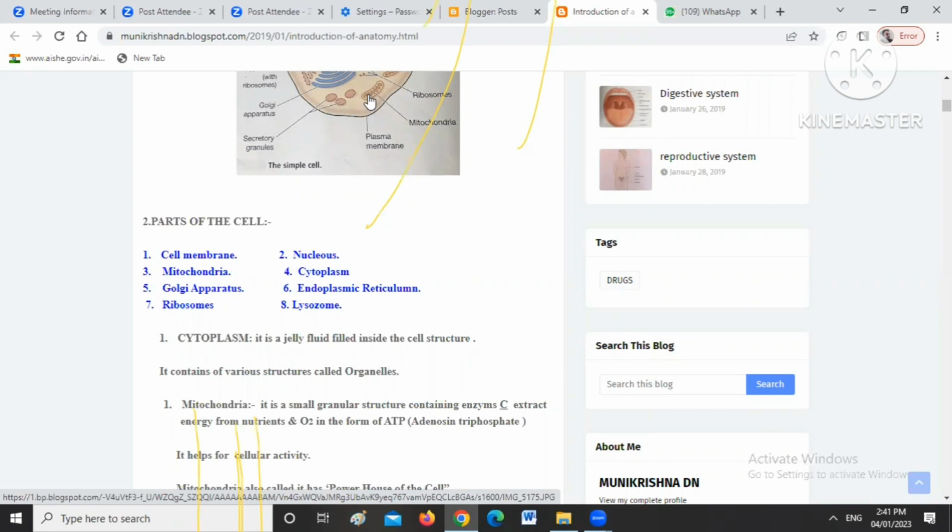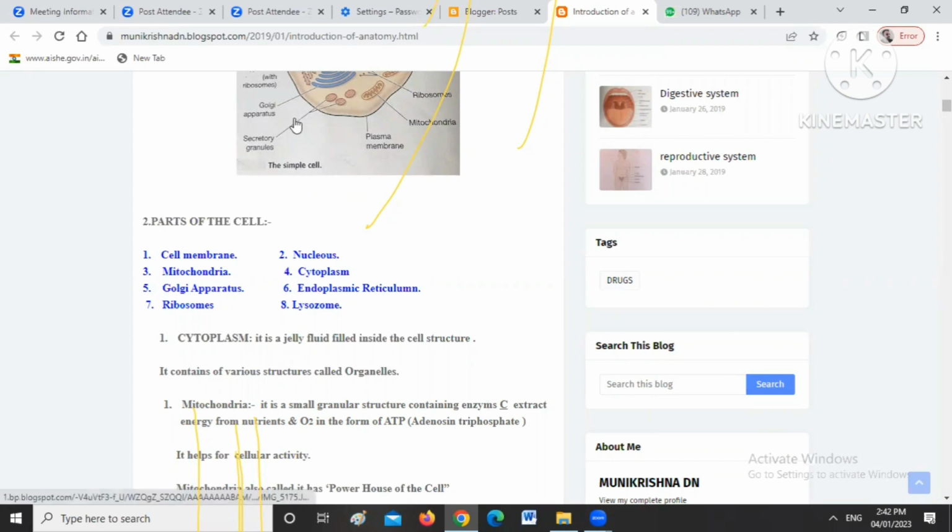Rice, wheat grains. See how it looks like a grain. So what is mitochondria? It is a small granular structure containing enzymes. Mitochondria contains enzymes which extract energy from nutrients and oxygen in the form of ATP. ATP is nothing but adenosine triphosphate. Okay, and it helps for cellular activity.